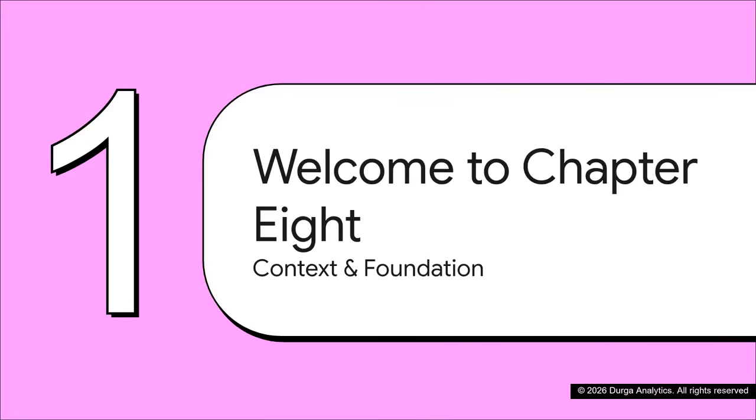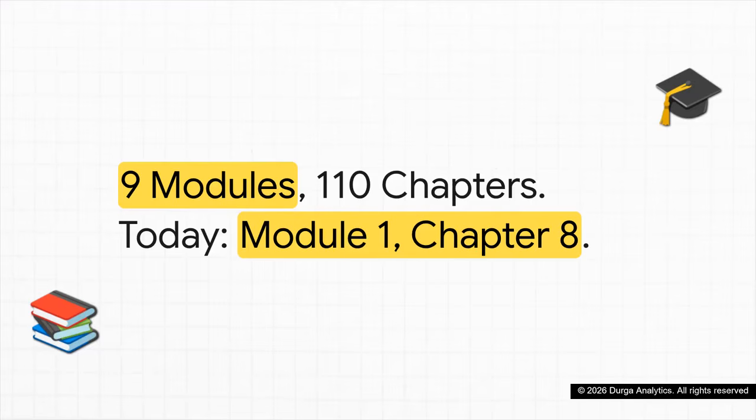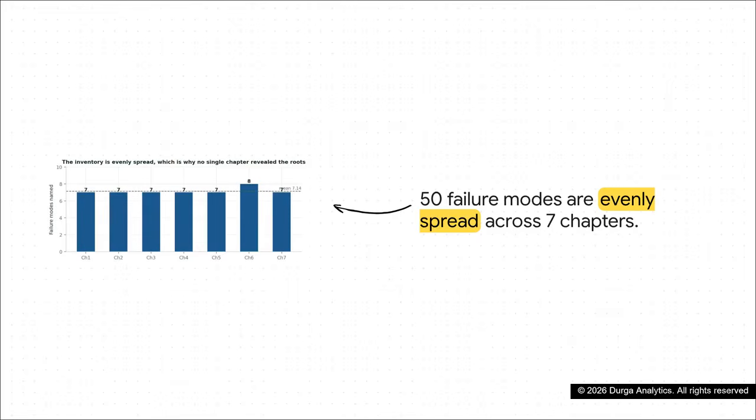Section 1. Welcome to Chapter 8, Context and Foundation. Let's get grounded before we get into the weeds. As a quick reminder, this master program is a sequence journey across 9 modules and 110 chapters. And remember, that doesn't count the primer annex, modules 0.1 through 0.14, which sits right before Chapter 1. Today, we are deep into Module 1, Chapter 8. In Chapters 1 through 7, we ended every single session by listing all the ways things go wrong. Today, we are finally synthesizing those failure mode tables. Okay, let's dive into this.